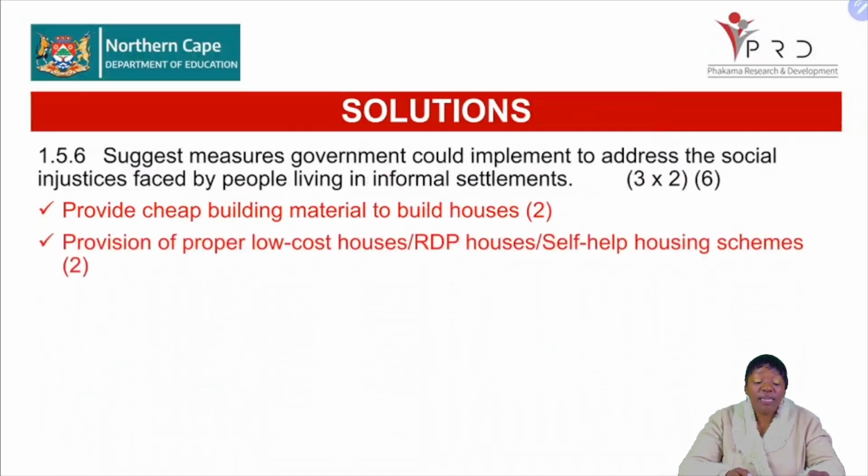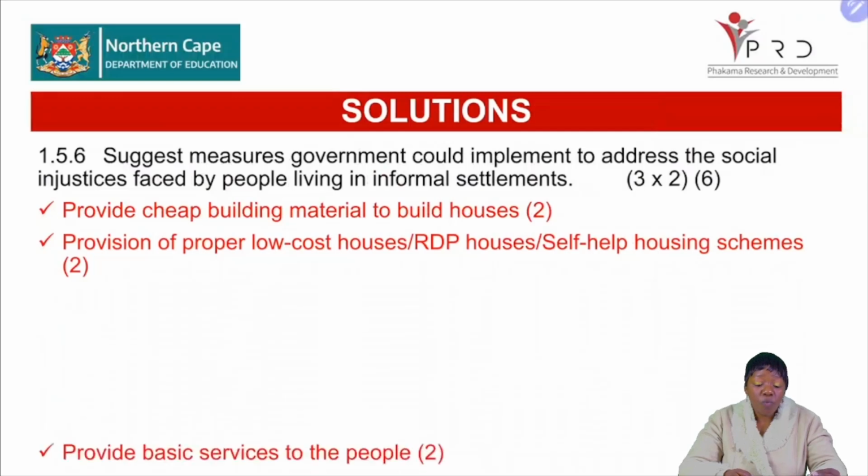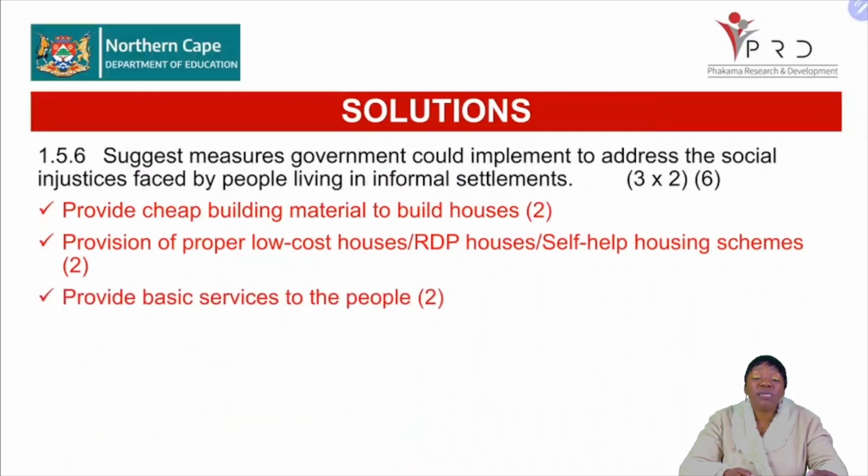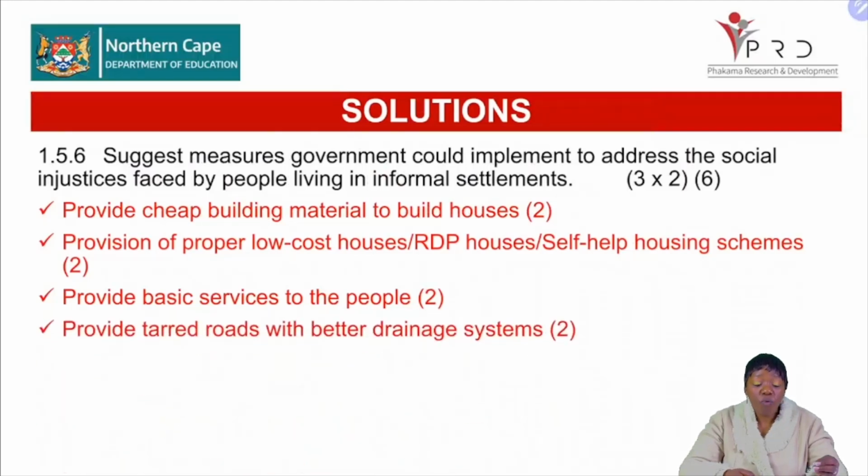Then secondly, the provision of low-cost housing, the ones that we call the RDP houses. Then we're looking at providing the basic services to the people. If those people are able to have electricity, are able to have water as well as the roads, it will become much better for them. Then we're looking at providing tar roads with a better drainage system.